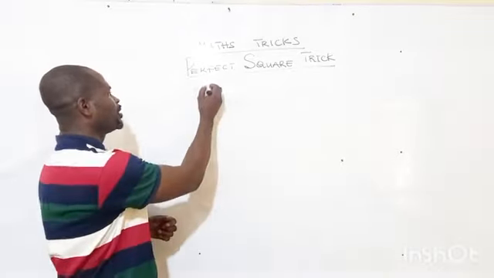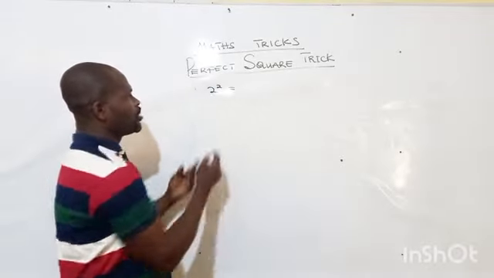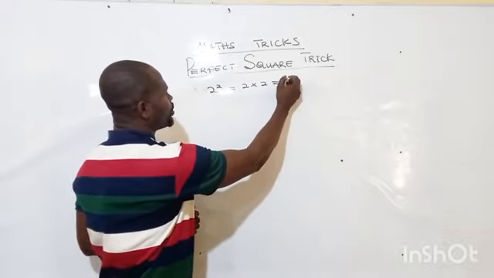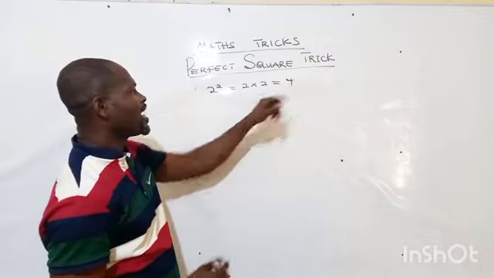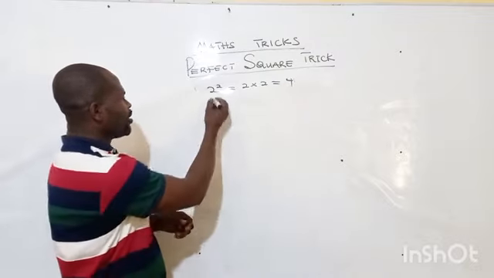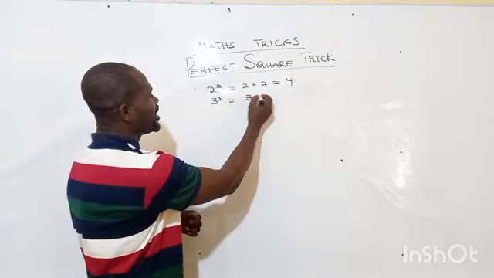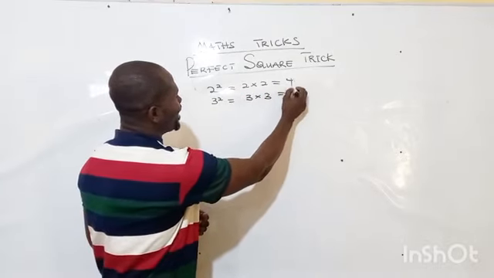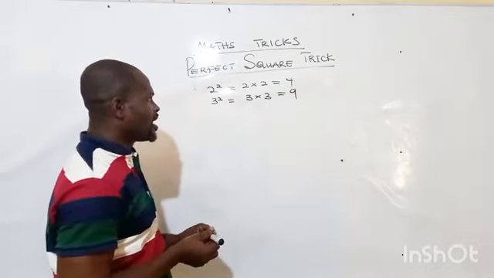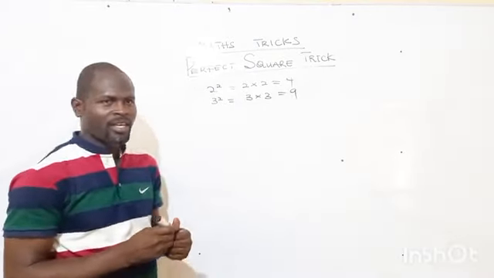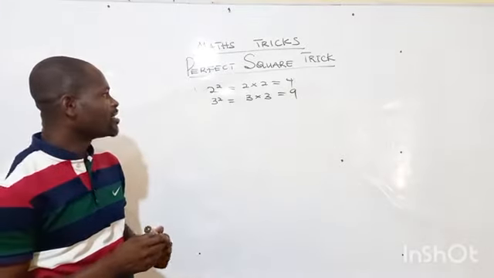When you have 2 squared, we know that 2 squared is the same as 2 times 2, which is 4. So the 4 there is the perfect square. Now when you have 3 squared, the 3 squared is given as 3 times 3, and we are getting 9. Now, what if the numbers are 2 digits? How do you go about it? This is what you want to look at this morning.